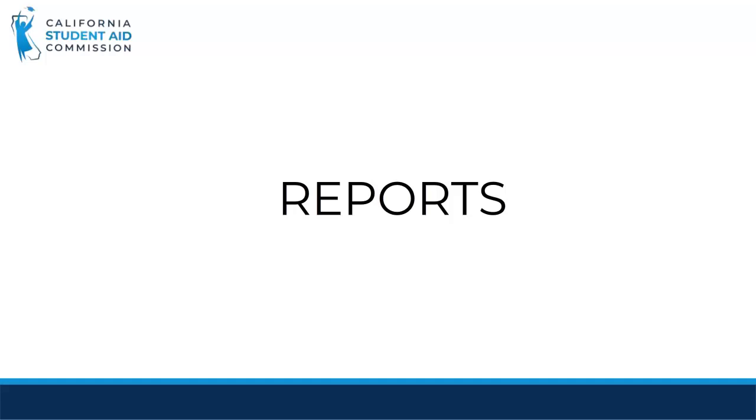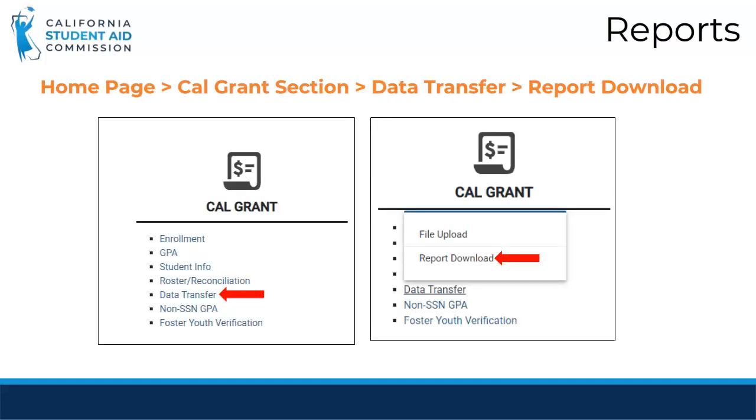First, we will review the reports available in WebGrants. As a financial aid administrator, there are many reports to assist you in your job. To access these reports, once you are logged into your WebGrants account, click on the Data Transfer link under the CalGrant section on the home page. When the menu pops up, click on Report Download.